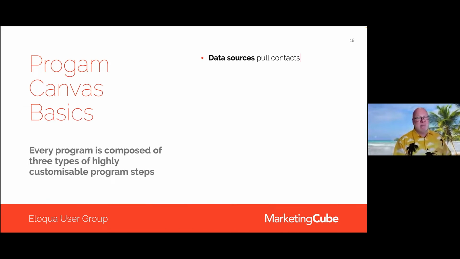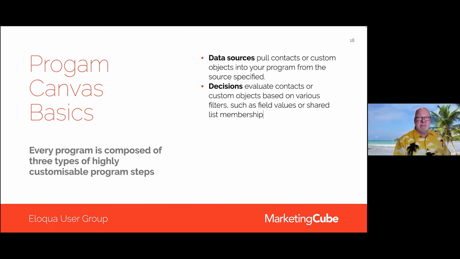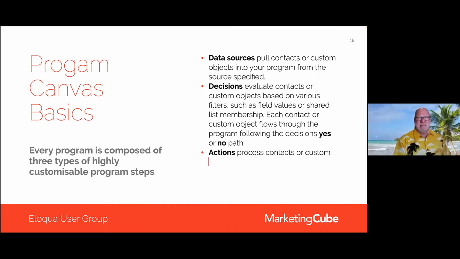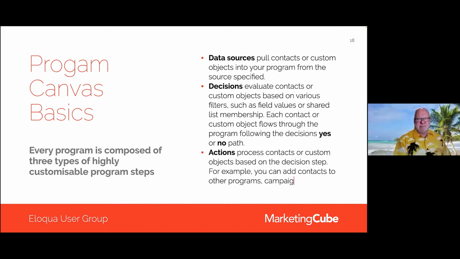Similar to the campaign canvas by design, it's meant to be similar, that's the whole point, but it has basically data sources, decisions, and then actions. So the data source can be from multiple locations. It can come in from a segment, it can come from a whole range of different places. We then have decisions which essentially let you evaluate either contact or custom object details to then have a yes or no outcome. I'll show you here a canvas in just a moment so you can have a closer look.